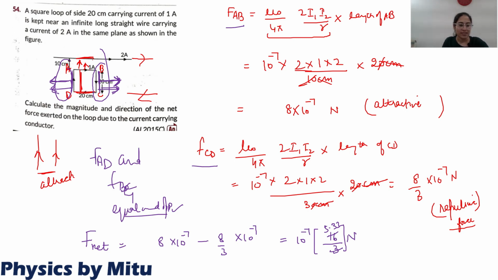Which force is greater? You can see that everything is same. I1, I2 दोनों same है. Only R is different. And force is inversely proportional to R. जिसका distance less है, उसका force greater. That means FAB is greater. तो इसका direction होगा, which is attractive. 5.33 into 10⁻⁷ Newton, attractive force. This is the answer.